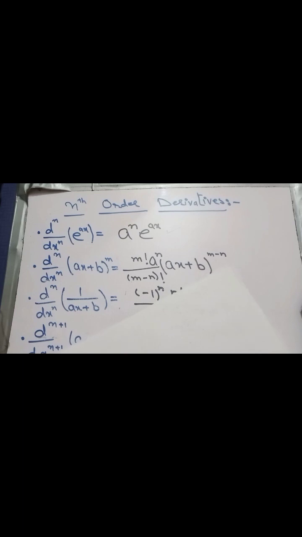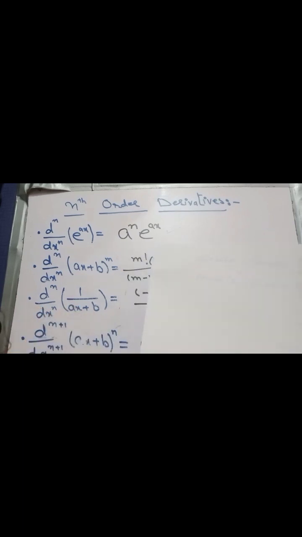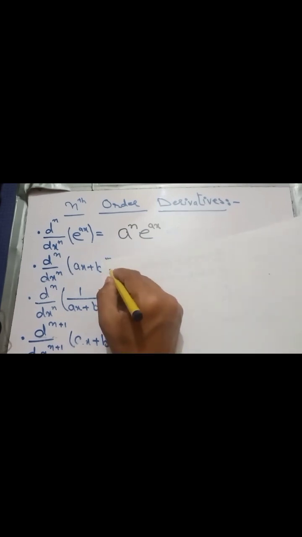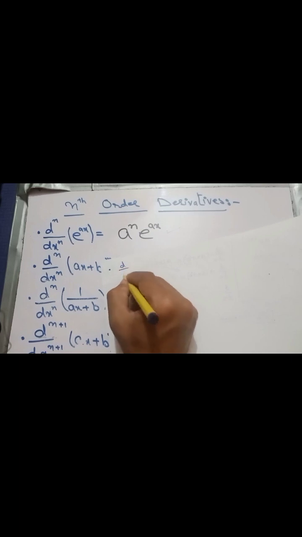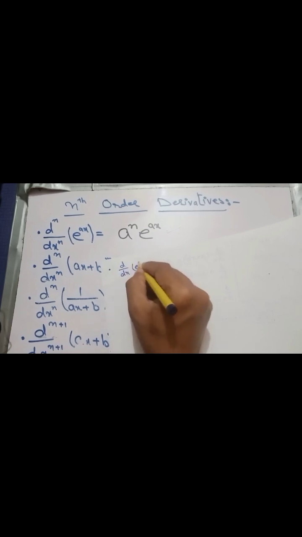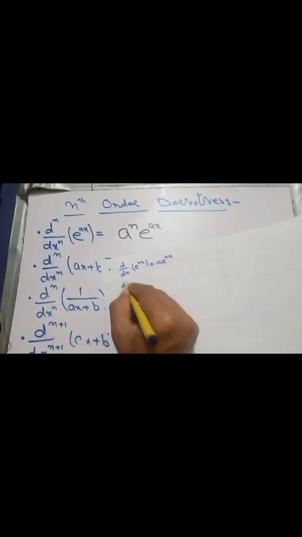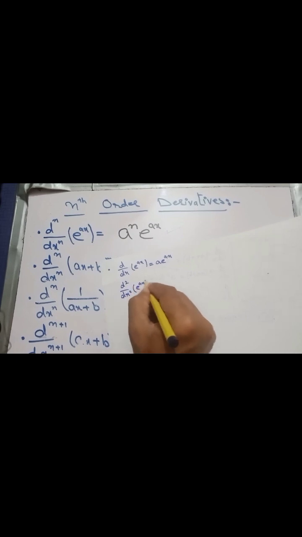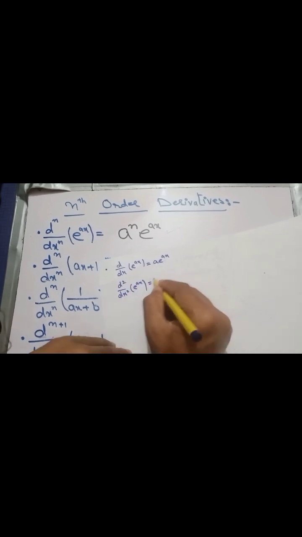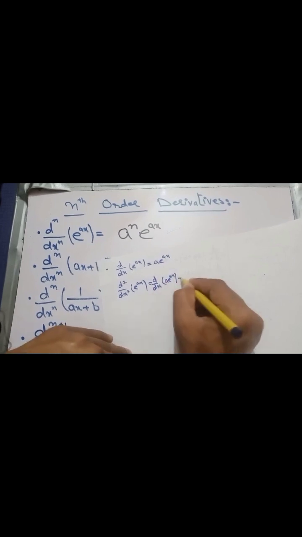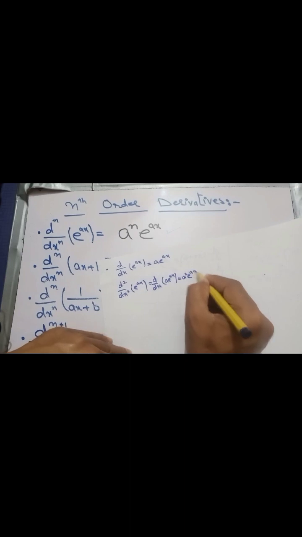Okay, we don't need to just memorize it, we can understand it also. Just like the first formula, we can see the pattern. For example, the first derivative of e power ax is equal to a e raised to power ax. Again we can take the second derivative of this function e power ax. So here we differentiate a e raised to power ax, and the answer will be a square e raised to power ax.